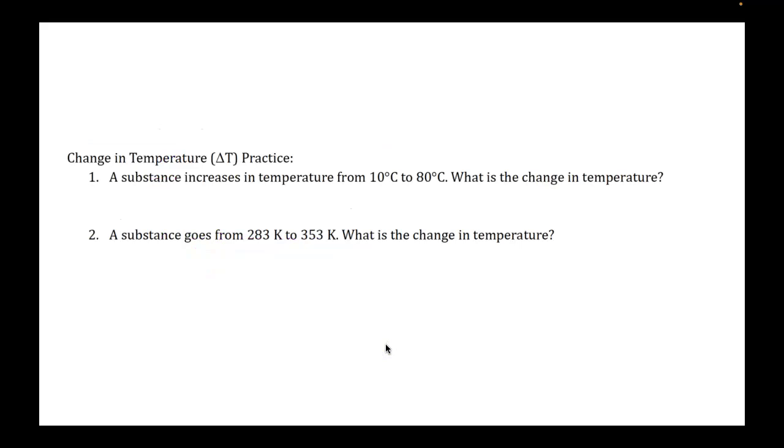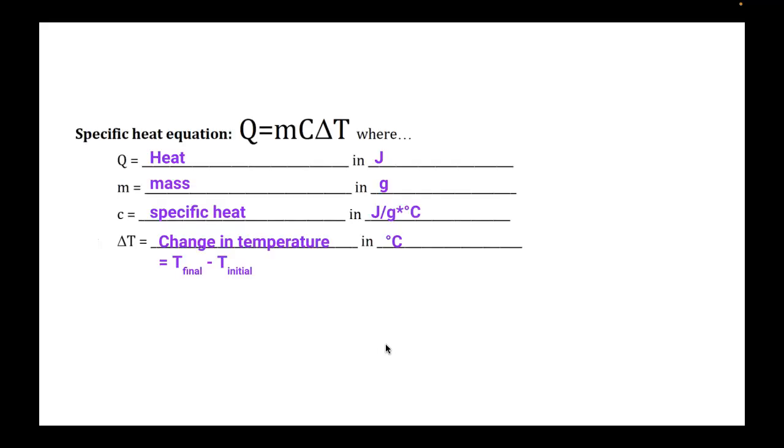This first set of questions is talking about change in temperature. Before we get to this though, let's go back to the equation. We can see how some of these variables are related. For example, since mass and heat are on the same side of the equation, if the mass increases, the heat will increase. Or if we have a really big change in temperature, well, of course, if it increases in temperature a lot, it's going to be emitting more heat.